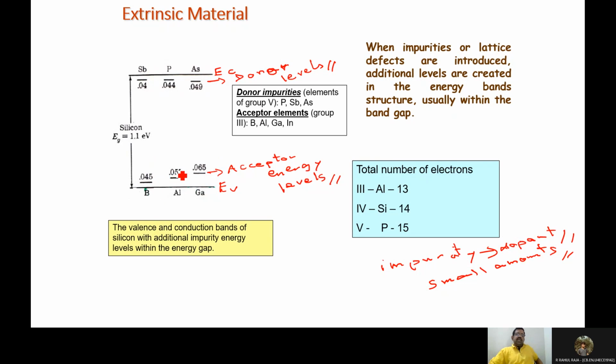So depending on whether you are doping with a fifth group element or a third group element, you are actually injecting either more holes into the material, in the case of a group 3 element, or, when you add the fifth group element, more electrons, by virtue of that one extra electron which is not participating in the covalent bond formation, being free. And you can easily think about why these levels are close to the conduction band and valence band edge.